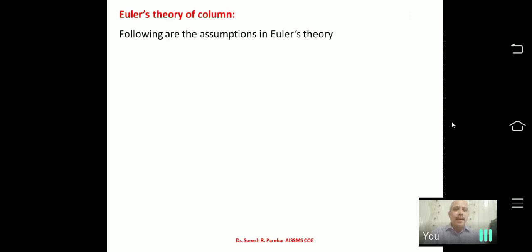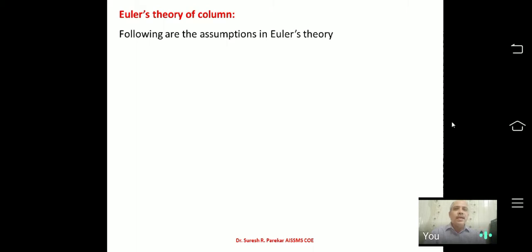Now we have a number of theories: Euler's theory, Rankine's theory, Jordan formula. So 5-6 theories are there to analyze the columns, but generally problems in competitive examinations are based on Euler's and Rankine's theory. So we are going to cover these two theories, and if we see the SPPU syllabus, then we have Euler's theory and Rankine's theory.